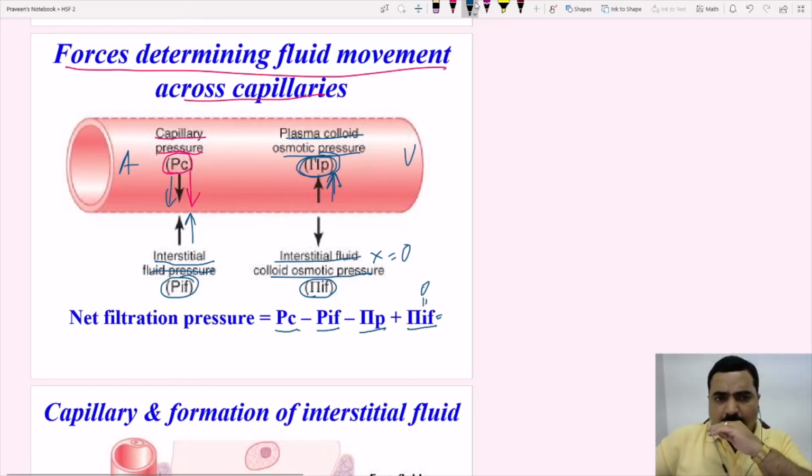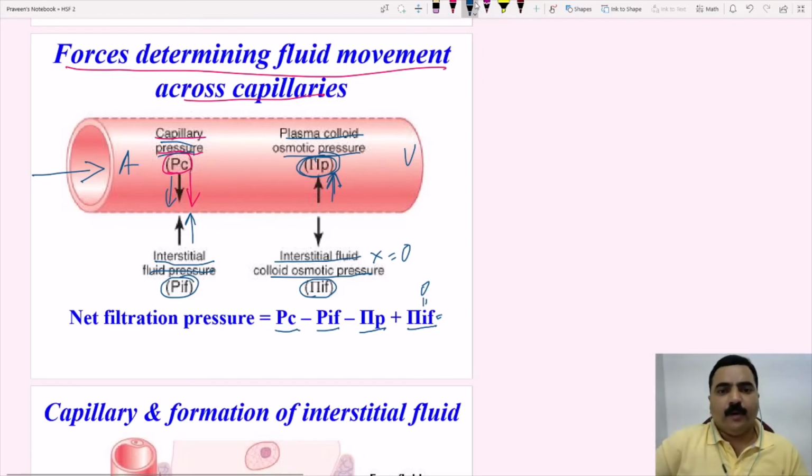So let's see what controls it. Capillary hydrostatic pressure is controlled by the pressure that is coming from the heart. So if there is less fluid flow, like the fluid is accumulating over here, there will be more pressure over here.